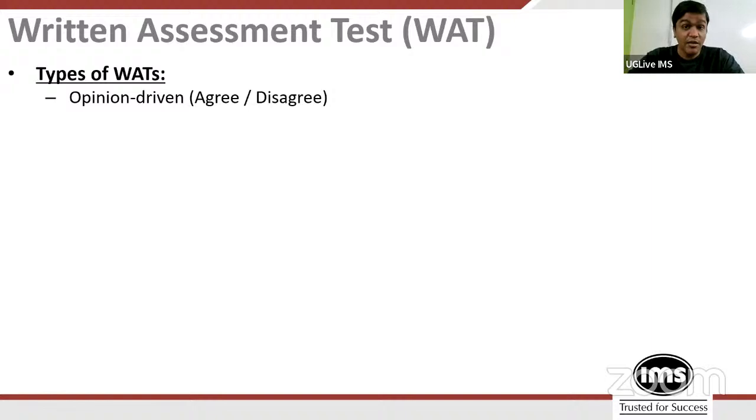Right? Coming back to the topic, opinion-driven WATs. These are your agree, disagree type, or yes, no, or true, false. Something I want to make abundantly clear in an opinion-driven WAT is that you have to take a stand on the issue. Make sure to not do what is called fence sitting, meaning, I agree that there are some reasons to say yes, I disagree with some of that, is not going to do. Make sure that you are taking a side and sticking to it.